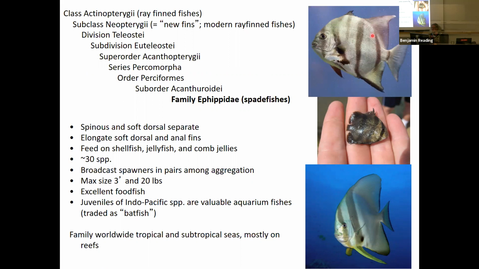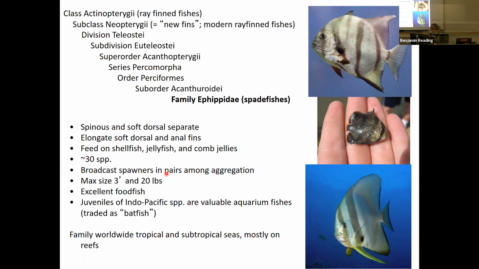And same with the anal fin. So the soft dorsal fin is elongated, the anal fin is elongated. It gives it the shape of a spade, like on a playing card. That's what they look like, hence the name spadefishes, Ephippidae. They feed on jellyfish, shellfish, and also comb jellies. About 30 species of spadefish.